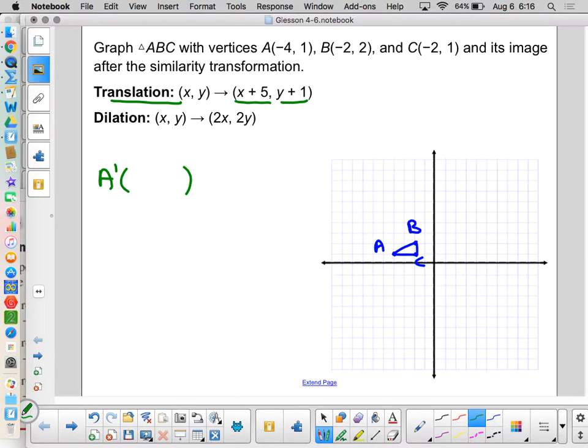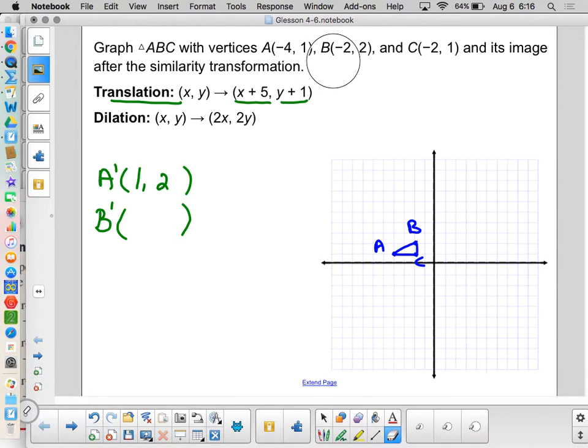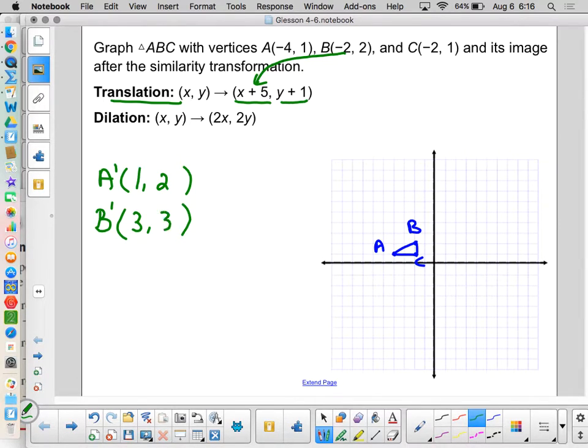So A was at -4, 1. So -4 gets to add 5 to it. That takes me to a +1. The 1 adds 1 to it. That takes me to a 2. B primed. B started at -2, 2 again. The X coordinate, we're going to add a 5 to. So -2 plus 5 is 3. And 2 plus 1 is also 3. C primed, do the same thing. The X coordinate is -2. -2 plus 5 again is 3. And 1 plus 1 is 2. So that's what happens after my translation.